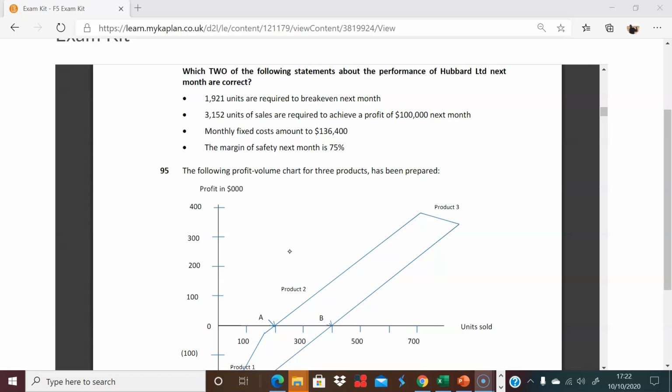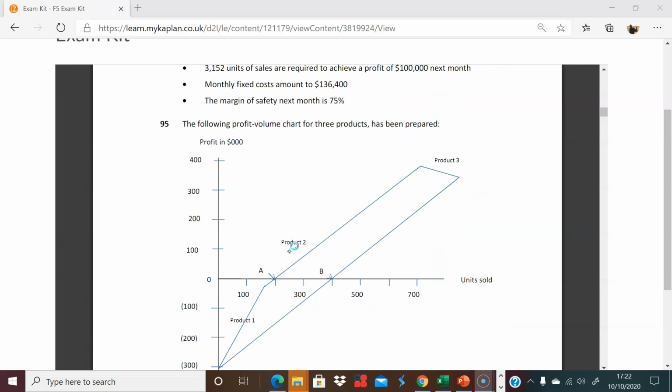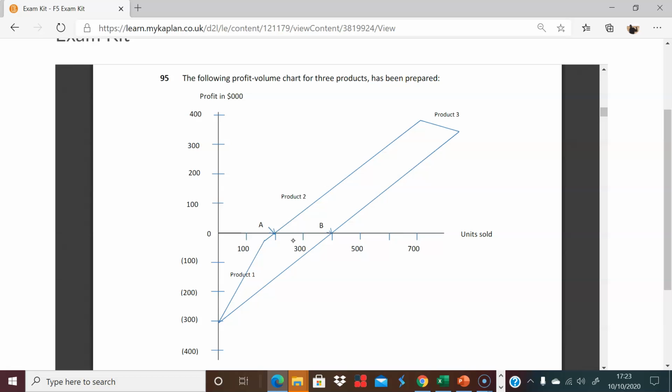Right, 95. So what we have here is this cost volume profit chart. It's a profit volume chart, and for all the three products. And we've talked about this weighted C over S, which is really this line over here that we're looking at. And this is what happens if you sell them in order of the highest C over S ratio, you get to your break even quicker.